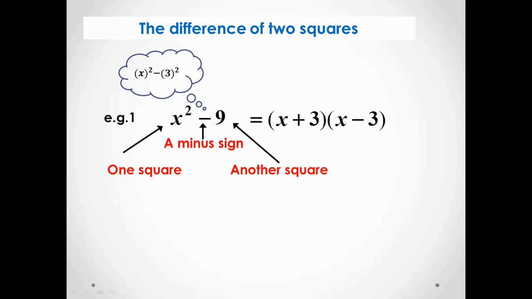Now, given an expression like this to factorize, what you would notice is that you will end up with, again, two brackets, and inside the first bracket you have x, which is the square root of x squared, and 3, which is the square root of 9. The only thing that's different in the two brackets is the signs. One is going to be positive and one is going to be negative at all times, and it doesn't matter which one you make negative and which one you make positive, as long as you make one positive and one negative. So x squared minus 9 is the same as x plus 3, x minus 3.